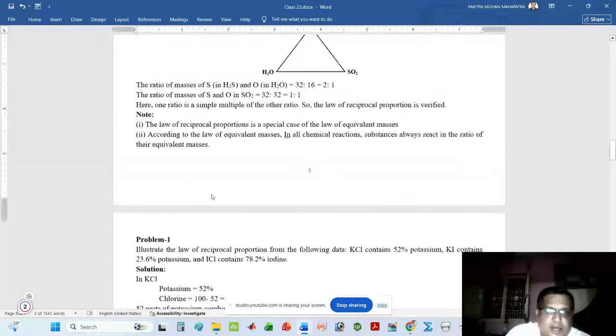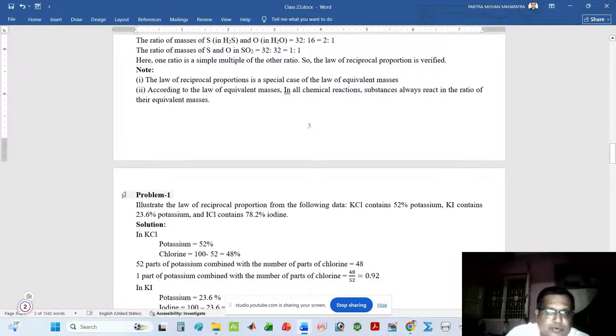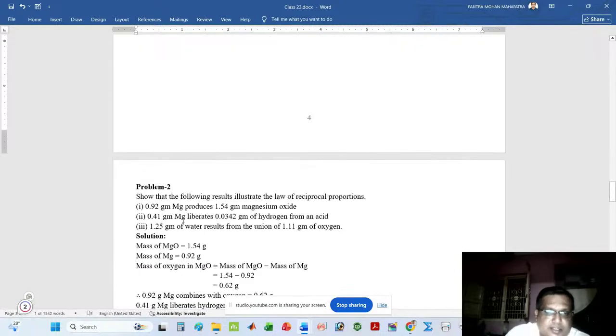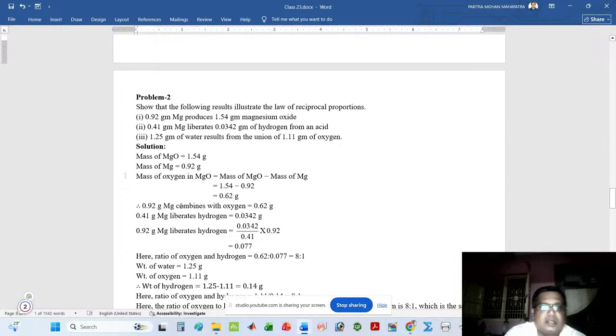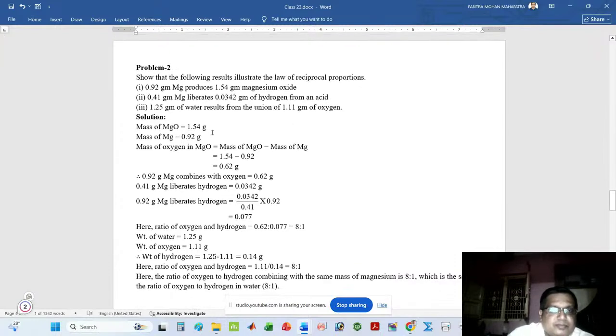Next, I have also completed a few problems. This is problem number 1. Next, this is problem number 2. In the previous class, I was unable to explain problem number 2 clearly. In this class, I want to revise problem number 2 again. Look at that, I want to try again to make you understand.